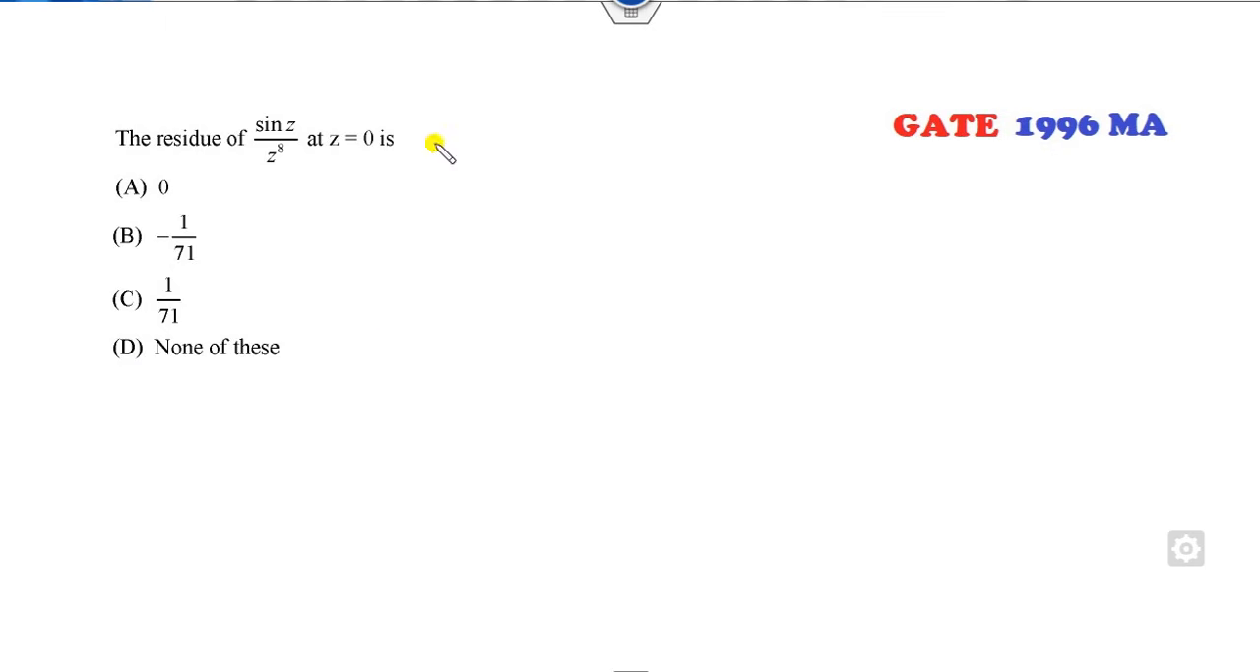Look at the second one. Because no region is given to you, we look at the denominator, which is 0. What is the meaning of that? z equal to 0 is a pole of order 8. Then your target is to find the residue. So it is of order 8, that is n.